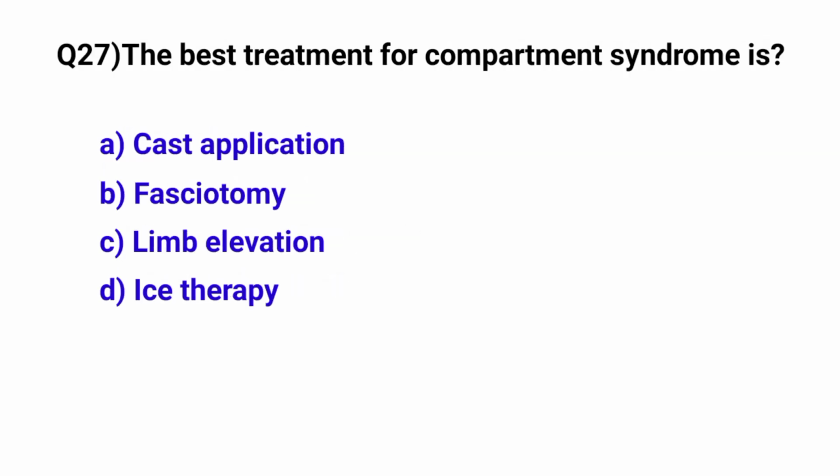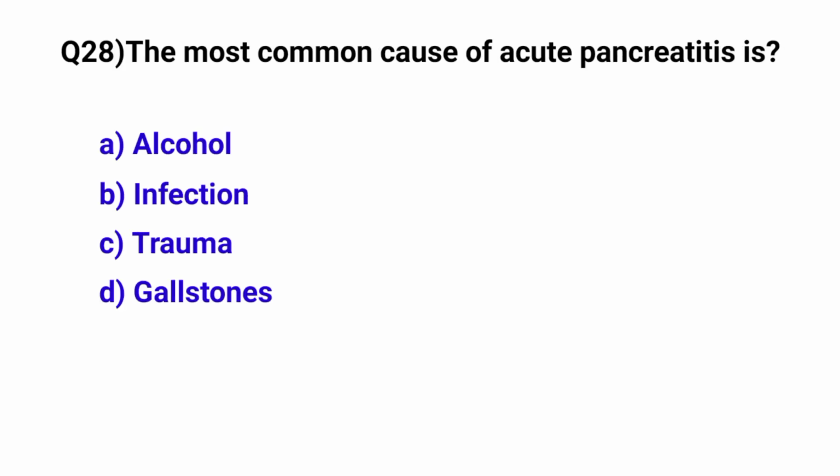Question number 27. The best treatment for compartment syndrome is. The correct option is B. Fasciotomy. Question number 28. The most common cause of acute pancreatitis is. The correct option is D. Gallstones.